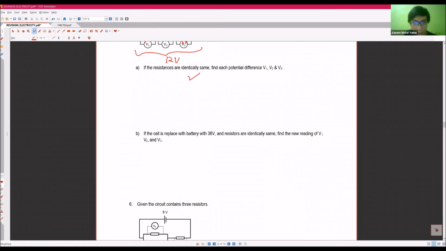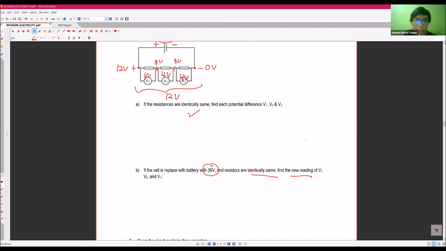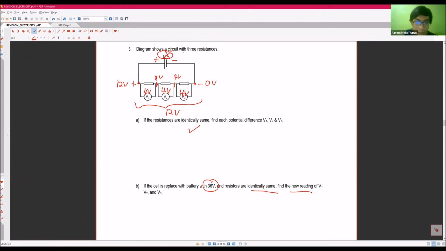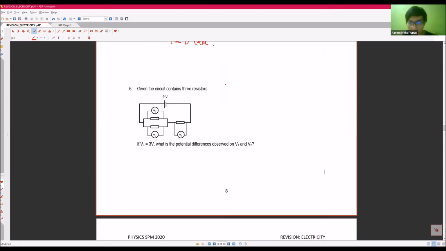B, if the cell is replaced with 36 volt and the resistors are identically the same, find the new reading. If we replace this with 36 volt, then this here has 36. This still has 0. 36 minus 0 becomes 36. So now we have to find a new value of potential difference for each resistor. Again, the same two points, divided by 3. So each should have 12 volts. If we check back, 36 minus 12 becomes 24. 24 minus 12 becomes 12. 12 minus 12 is 0. So we completed that. So let's move on to number 6.